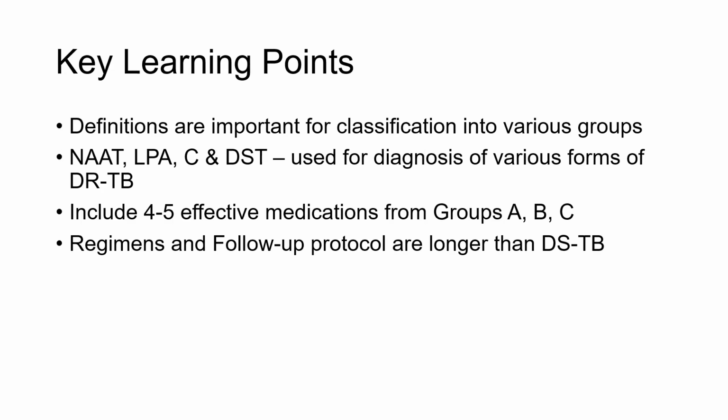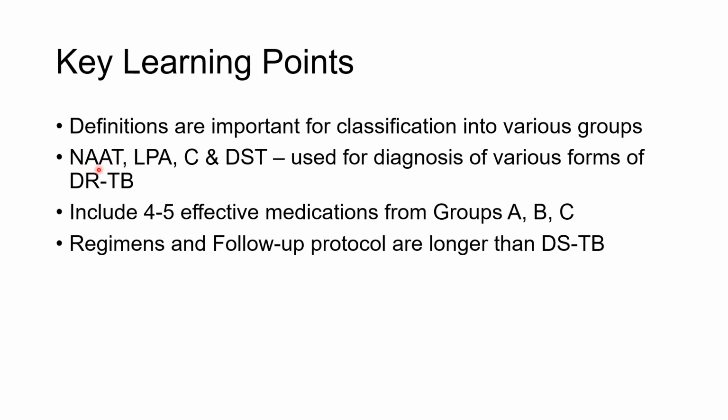So what are the key learning points here? Drug sensitive and drug resistant tuberculosis, the main difference is the definition. So the definitions are important for classification into various groups. NAT, LPA, C and DST, all these things should be used for diagnosis of various forms of drug resistant tuberculosis. Always two samples should be sent initially in all the cases. First sample has to be tested at NAT facility, second sample has to be tested at C and DST facility.